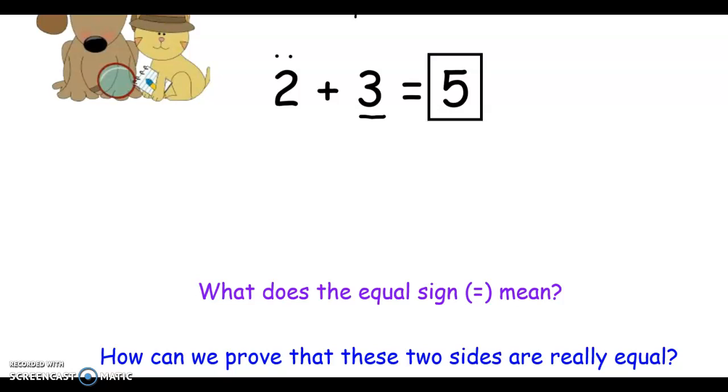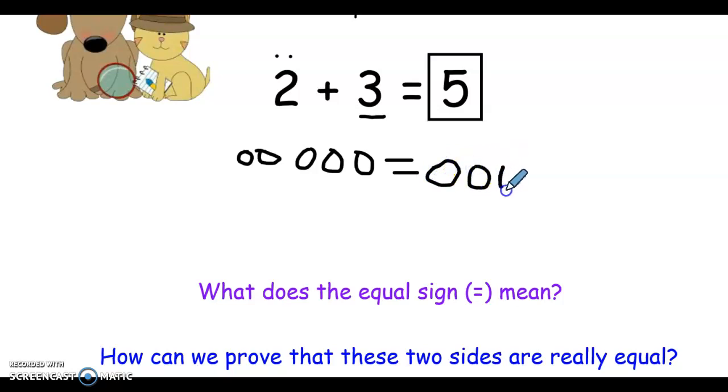Yep, you are correct. If we needed to prove that these sides were equal, we could draw it out. So here we have 2 circles, plus the 3 other circles, is equal to 5 circles: 1, 2, 3, 4, 5. And you can see that there's the same amount on each side. That's how we can prove it. Later on in our units, that will be called a proof drawing.